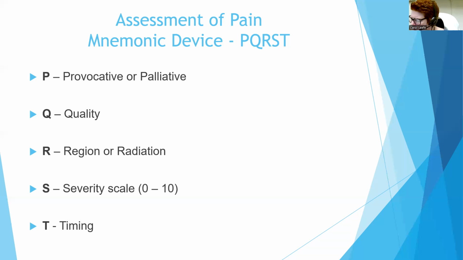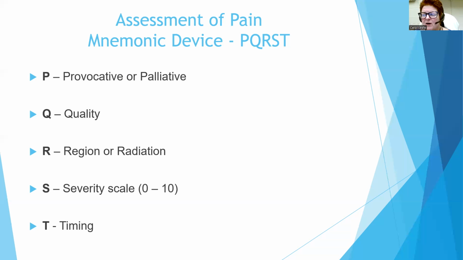R is region or radiation. In other words, where is that symptom located? Okay, what region of the body? And then does it spread or does it radiate somewhere else in the body? Okay, and then do other symptoms appear at that time? Some people, when they experience a lot of pain and it's sharp and really throbbing, can get nauseated. So that is another symptom that they experience at the same time.